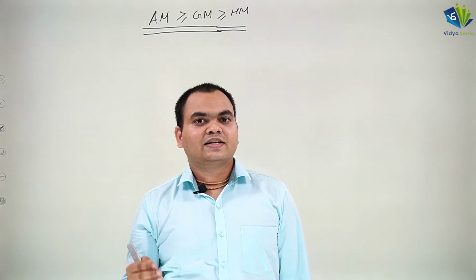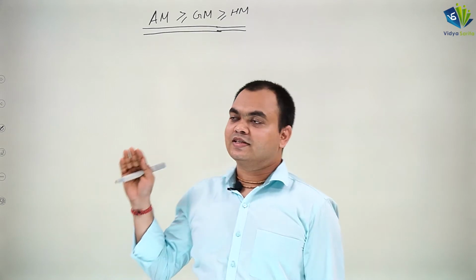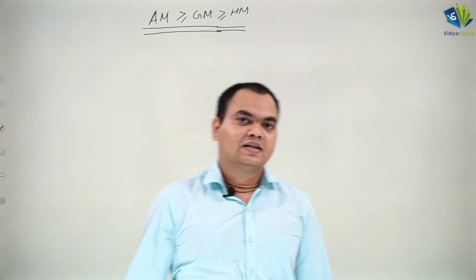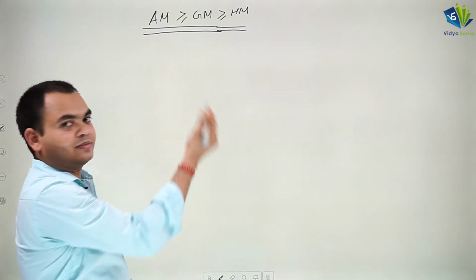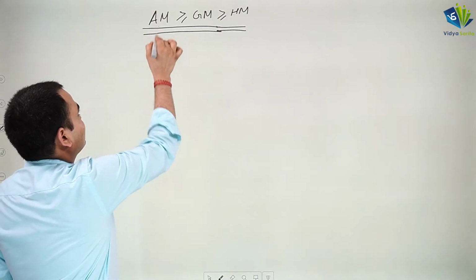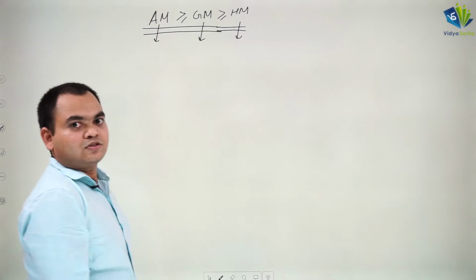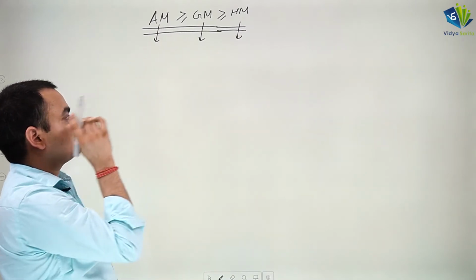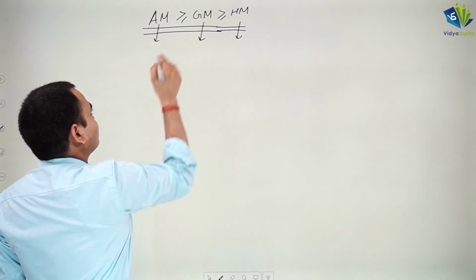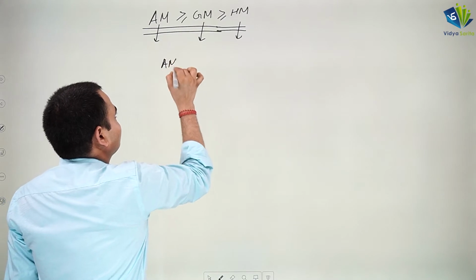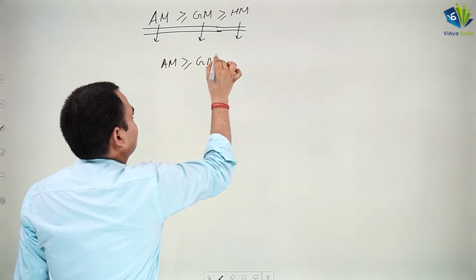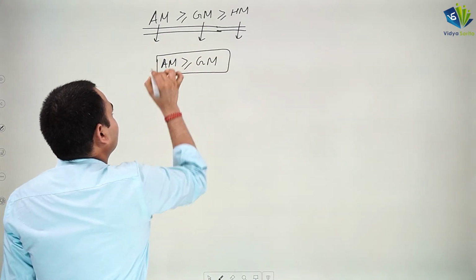So we know very well that AM ≥ GM ≥ HM. AM means what? Arithmetic mean. This is arithmetic mean, this is geometric mean and this is harmonic mean. So today we will discuss AM ≥ GM. We will particularly take this part, AM ≥ GM.